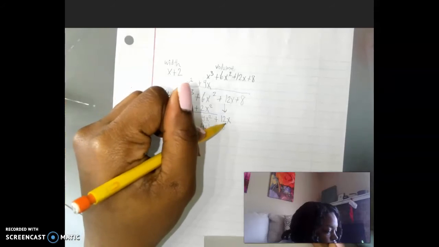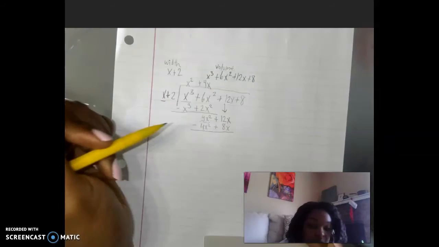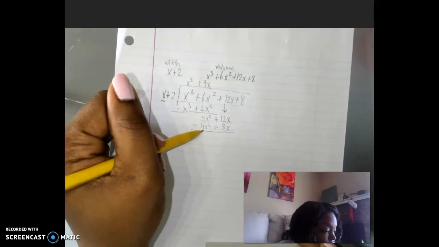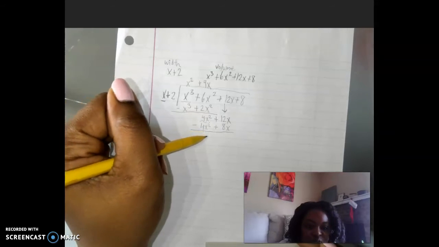Again, we multiply 4x squared, and then 4x times 2 is 8x. Again, we subtract. 4x squared minus 4x squared is 0. 12x minus 8x is 4x. And then lastly, we bring down once more, plus 8.